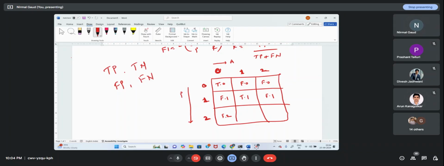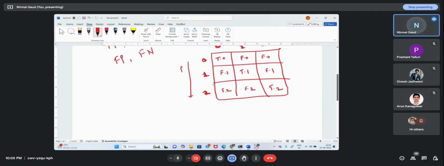So it depends upon us whom I'm calling positive, whom I'm calling negative. But I'm not writing positive and negative here, the reason is I'm having three-class multi classification. Now again, actual is 1, predicted is 2, false 2. Actual is 2, predicted is 2, true 2. This is the way.